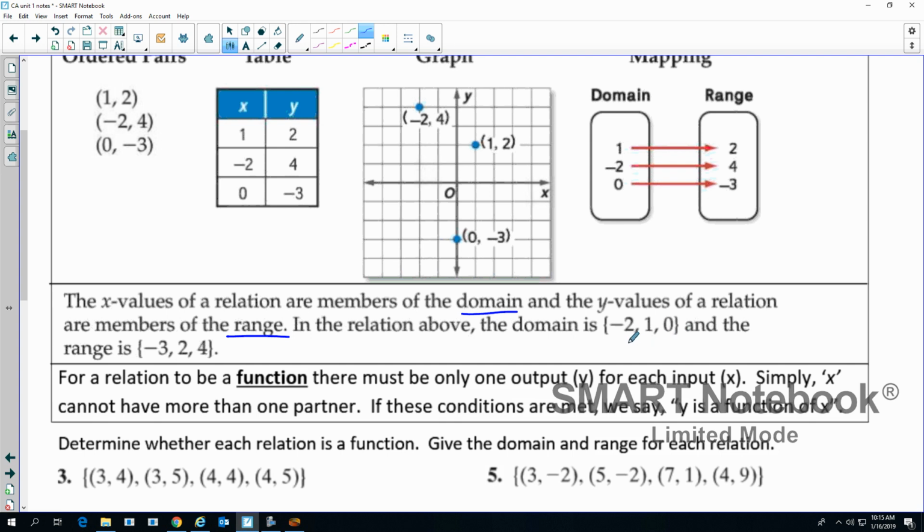It's not absolutely necessary to do that. Some instructors are a little picky about that. Here, it's not really going to be a big deal if you put it in a different order. And then same thing for the range. So they went ahead and listed the range, -3 to 4, and so on.